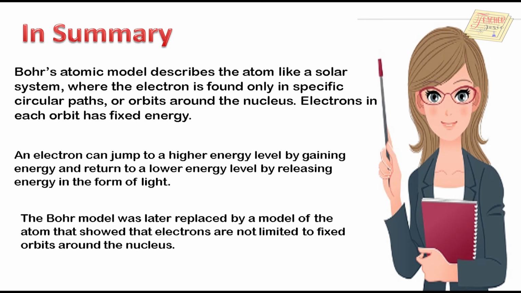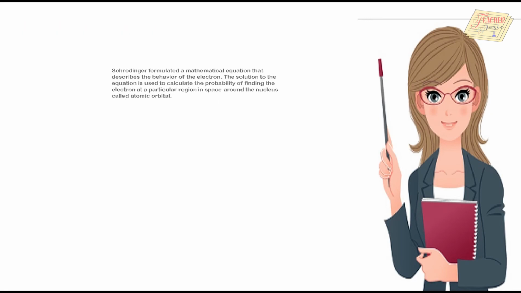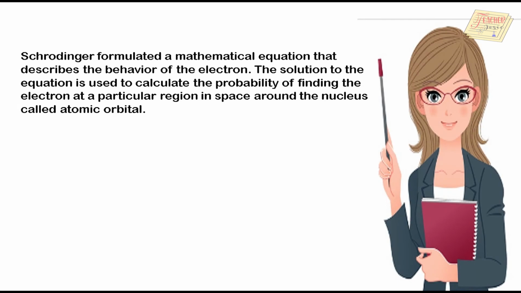The Bohr model was later replaced by a model of the atom that shows that electrons are not limited to fixed orbits around the nucleus. Schrödinger formulated a mathematical equation that describes the behavior of the electron. The solution to the equation is used to calculate the probability of finding the electron at a particular region in space around the nucleus called the atomic orbital.